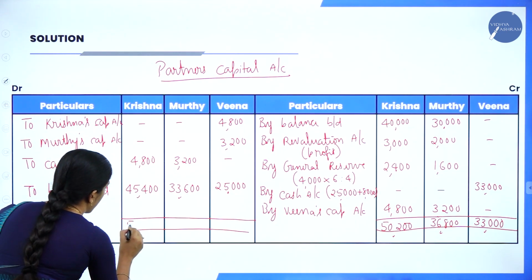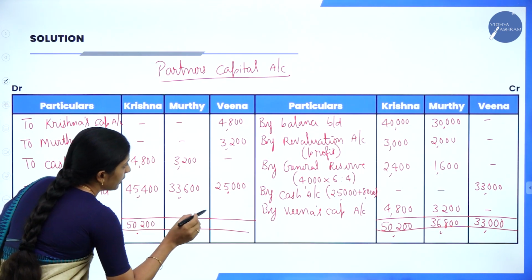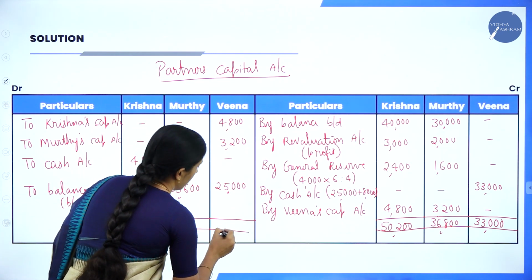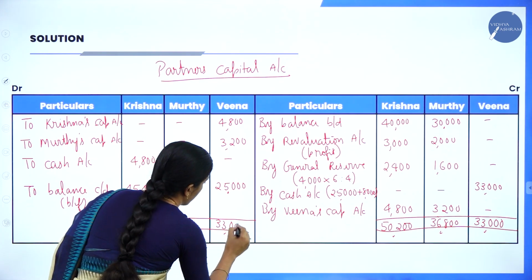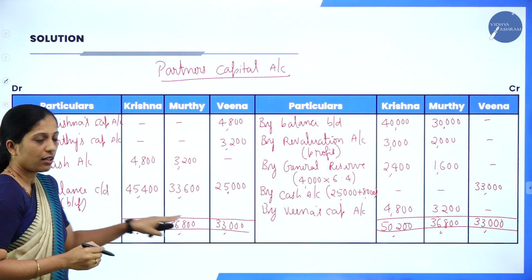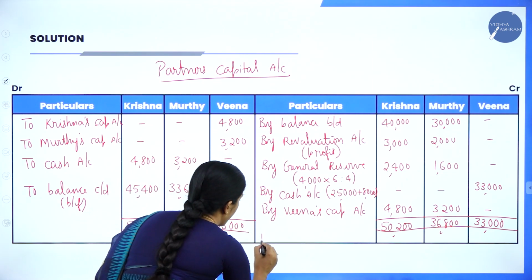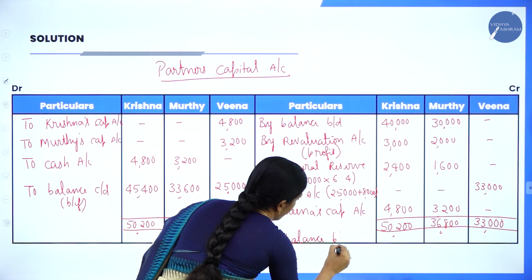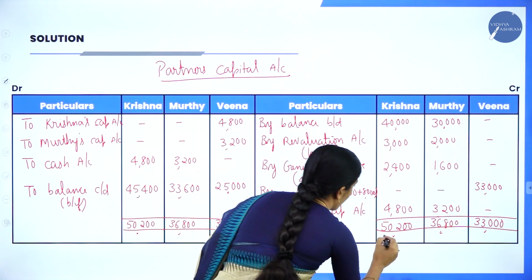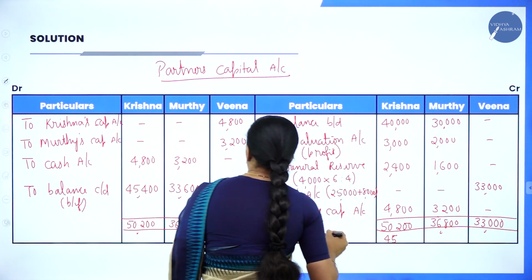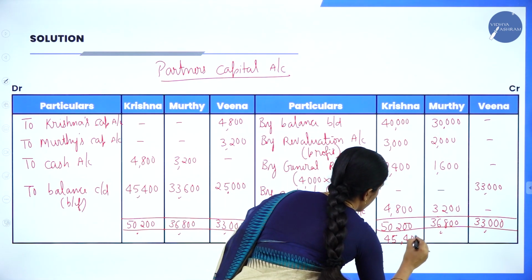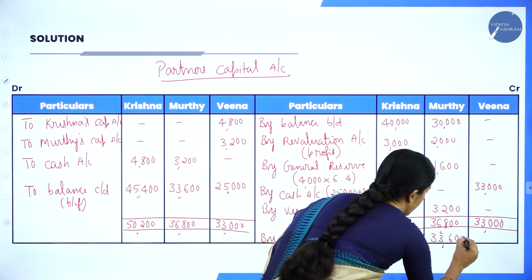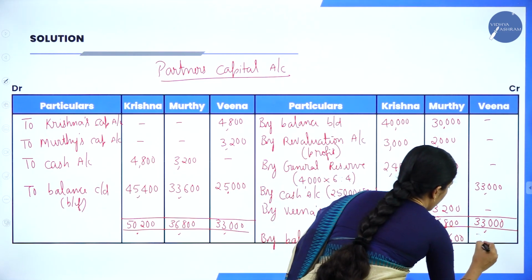So here it is 50,200 and 36,800 and 33,000. So whatever the amount you have carried down, bring down that balance. So by balance brought down, how much? 45,400 and 33,600 and 25,000.